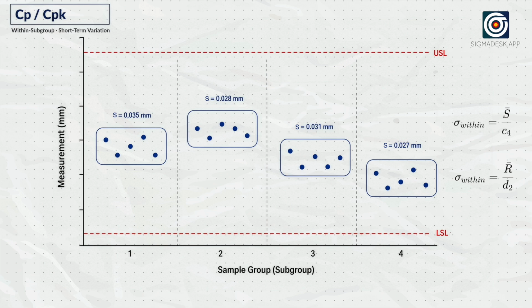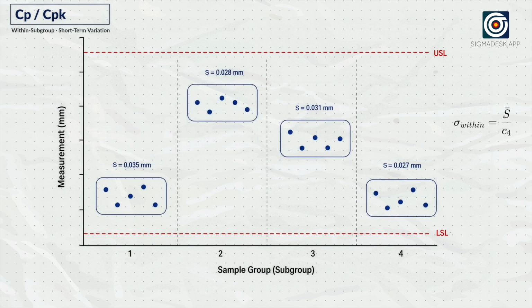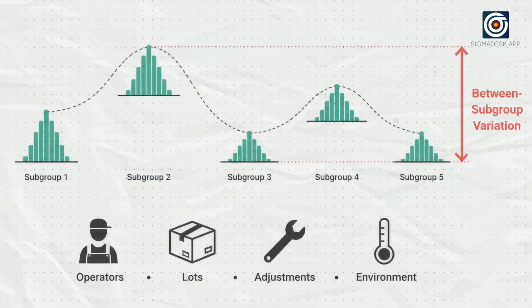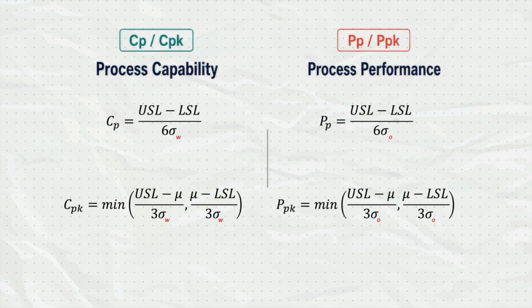Notice what's happening here. We're measuring variation within each subgroup while filtering out variation between subgroups. This means that even if the variation between the subgroups changes over time, the calculated Cp and Cpk may remain unchanged as long as the within subgroup variation stays the same. So we're filtering out effects such as operator changes, machine setup adjustments, day shift versus night shift differences, and material lot changes. By removing these sources of long-term variation, we can answer the question, what is the process capable of when operating under stable conditions? And that's it for process capability metrics.